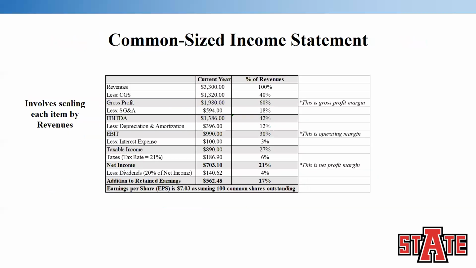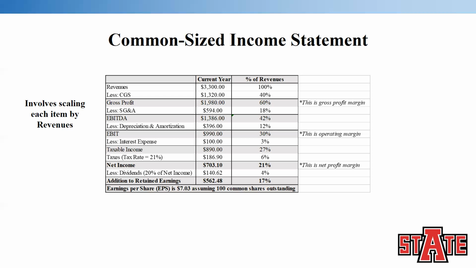One final thing on income statements. If we want to get a better idea of how we perform as a firm year over year, or how we perform as a firm relative to our competitors, we have to do something called common sizing our income statements. A common sized income statement is simply an income statement that scales every account, every line item in that year by revenues in that year. And that gives us, beside our dollar column, a column called percentage of revenues.